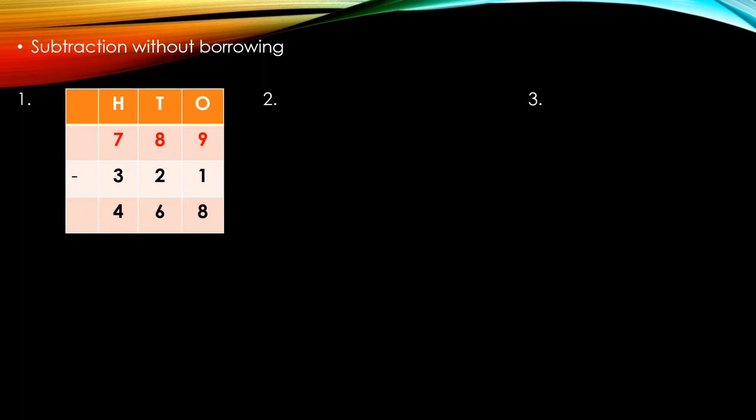In this first example, you can see that we are subtracting a smaller number from the larger number. Here there is no need to borrow from neighboring numbers. We subtract the smaller number directly from the larger number. As we can see, 9 is the larger number and 1 is the smaller number. We can subtract it easily and our answer will be 8. When we subtract 2 from 8, the answer will be 6. When 3 is subtracted from 7, the answer will be 4.